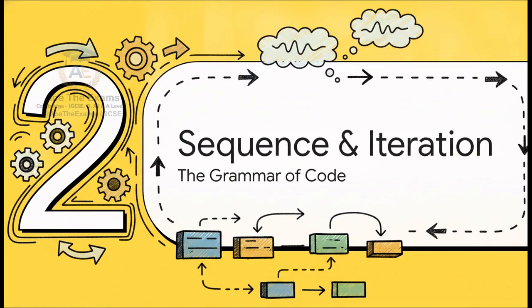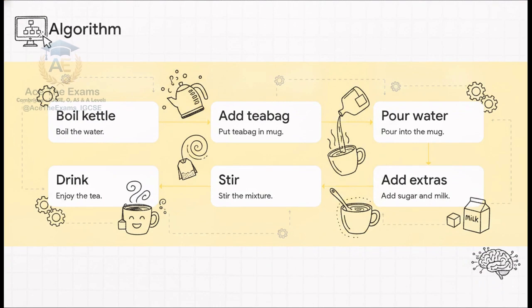Section 2, sequence, selection, and iteration. So now that we have the vocabulary down with our data types, we need to learn the grammar of our code. How do we actually structure these instructions so a computer understands them? Well, the first fundamental construct is sequencing. Instructions absolutely must be carried out one after another in a strictly determined order. Just look at this everyday algorithm for making a cup of tea. It makes perfect sense to us, right?